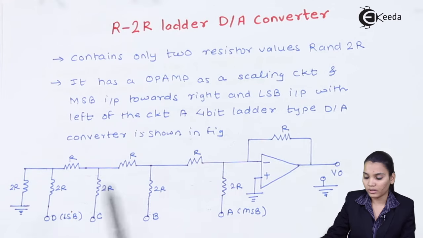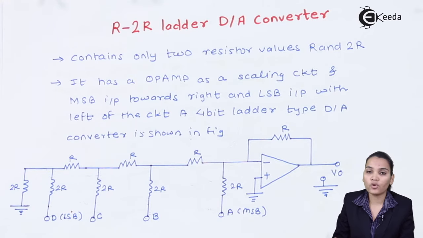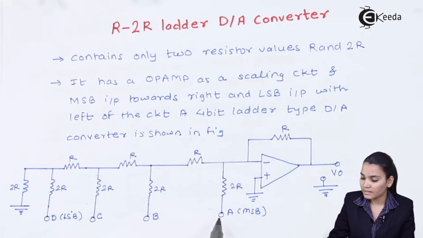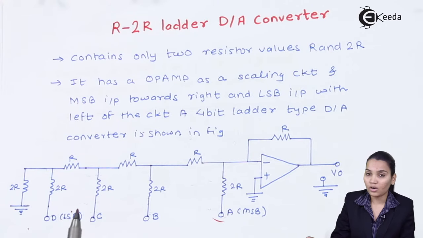Here is the output. And at A, B, C and D, we are giving the input. Now, if you can see, this is the 4-bit. Why is this a 4-bit ladder type of network? Because here are the 4 inputs, that is at A, B, C and D. A is considered as the MSB and towards D it is considered as the LSB. So at the right side of the network it is the MSB and at the left side it is the LSB.